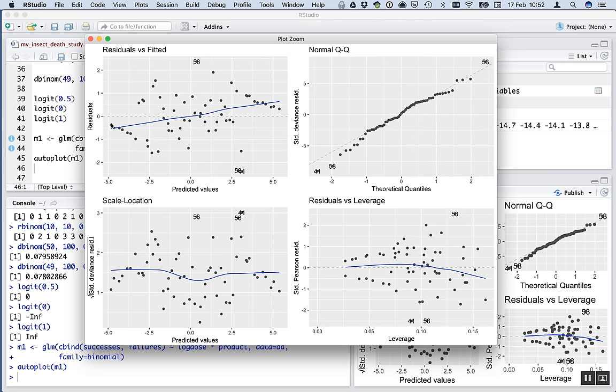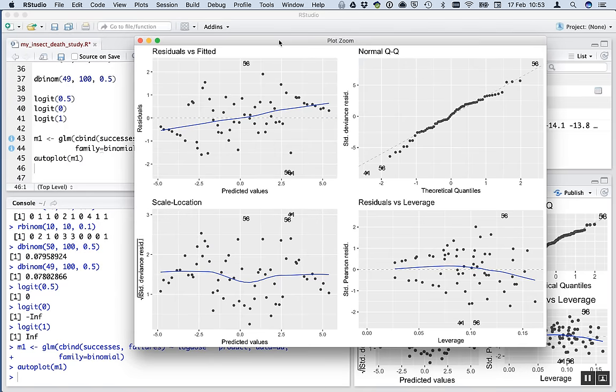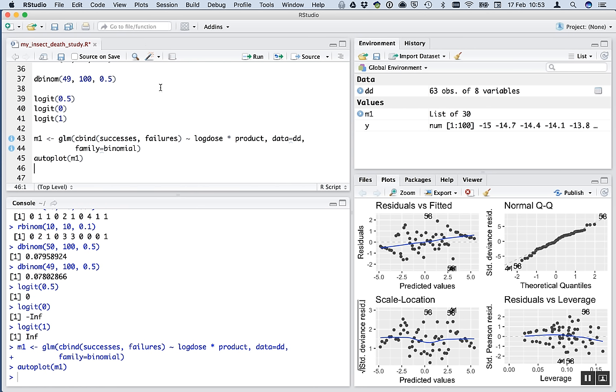Okay, if this didn't have a blue line on, I'd argue that we wouldn't really make much of this. It's just a scatter of points. The same here. There's a bit of a deviation for the normal QQ plot. There's not much going on in the residuals versus leverage. So I'm relatively happy with the residuals of this model conforming to the assumptions of the model. So we can continue with interpretation of the model.